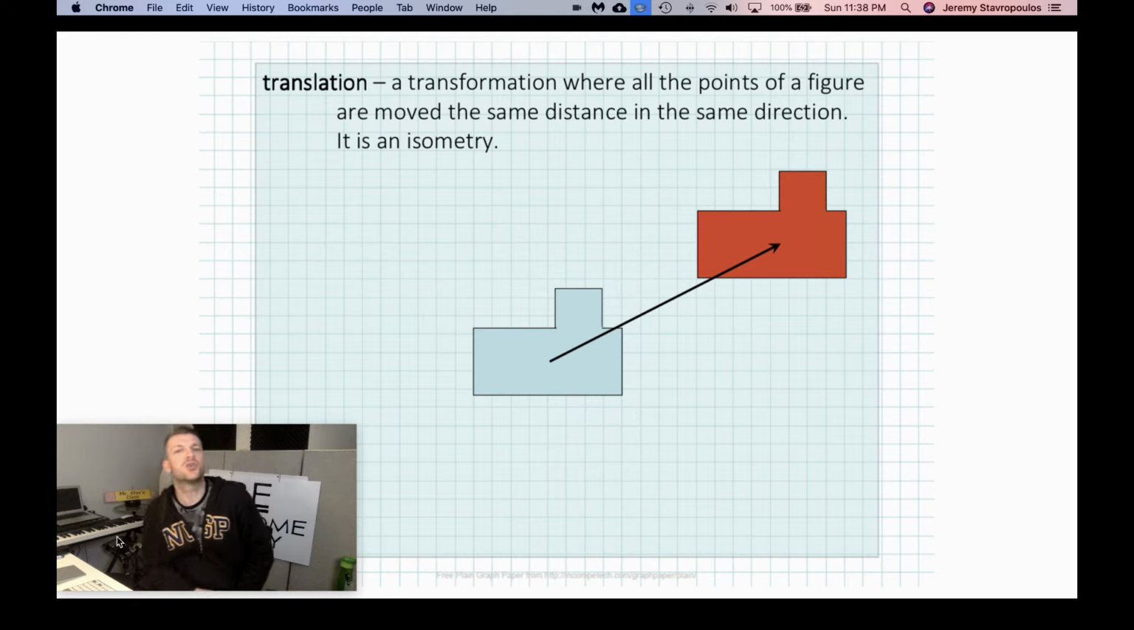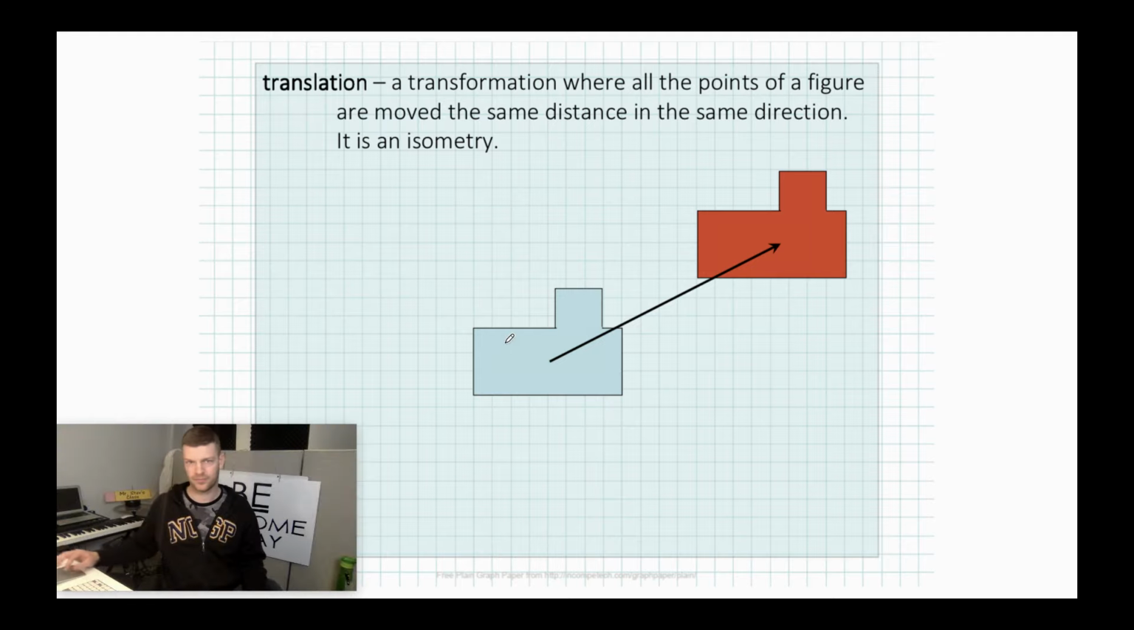Here we go. A transformation, or a translation, is a transformation where all the points of a figure are moved the same distance in the same direction. Okay? Why does this matter? I want you to notice the shape here. You notice how it didn't change. It didn't grow. It didn't get bigger. It didn't shrink. It didn't get wonky.